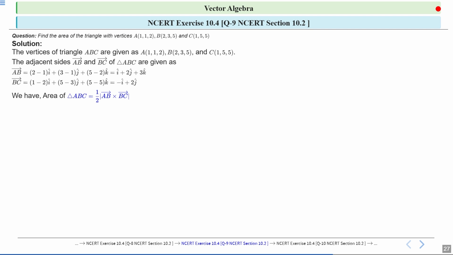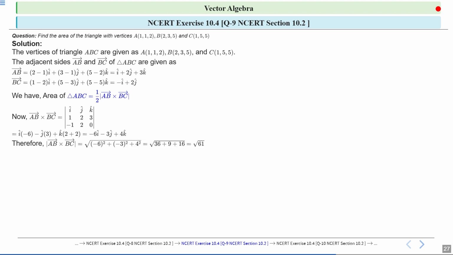Now we have the area of triangle ABC equal to 1 by 2 into the magnitude of AB vector cross BC vector. Now AB vector cross BC vector is equal to the determinant of i cap, j cap, k cap; 1, 2, 3; and minus 1, 2, 0. Hence i cap into minus 6, minus j cap into 3, plus k cap into (2 plus 2), which is equal to minus 6 i cap minus 3 j cap plus 4 k cap, right?